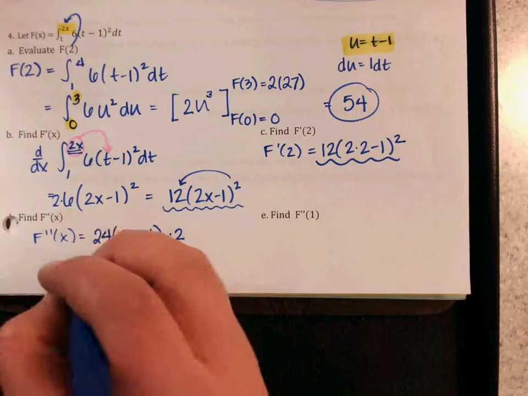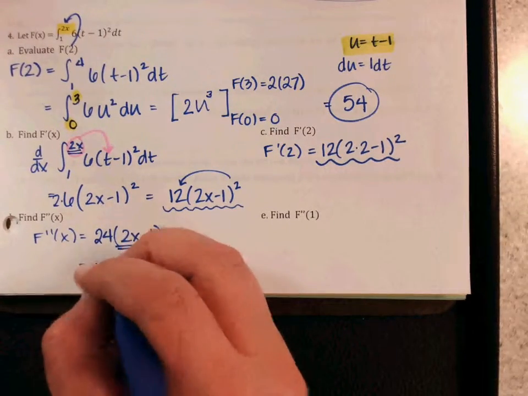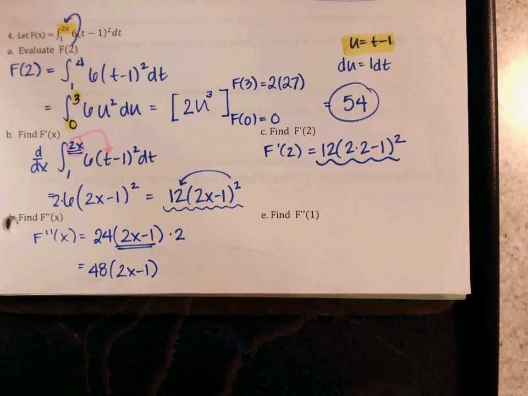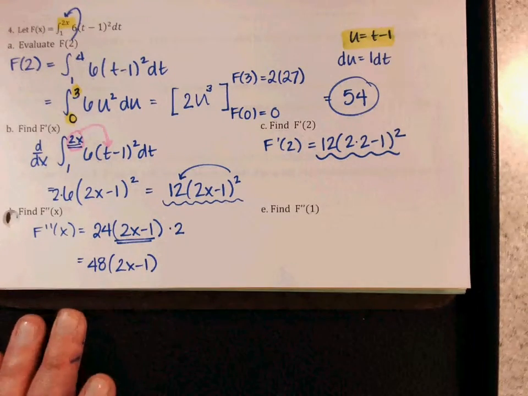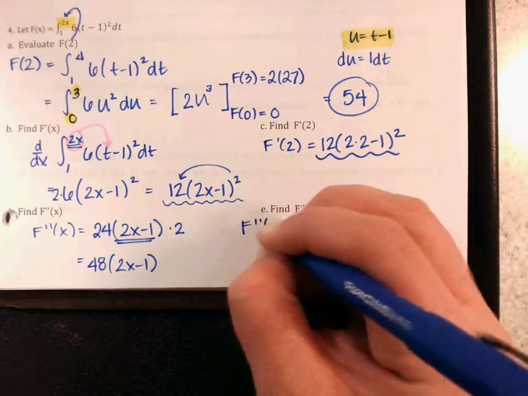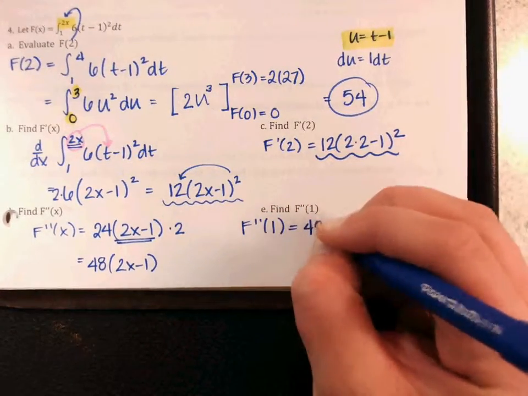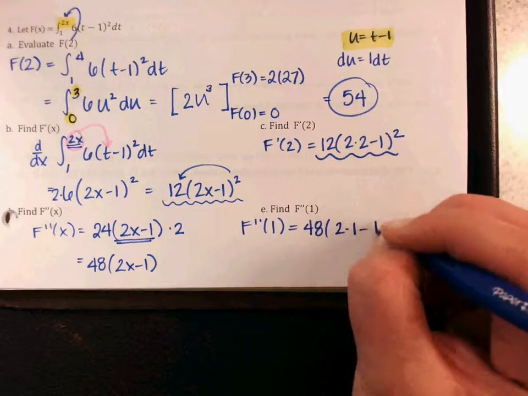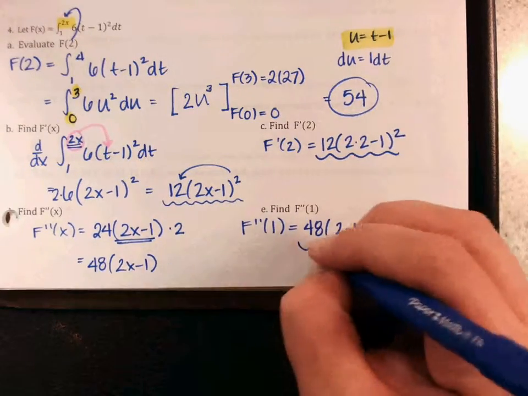Okay, so this is really a 48 times 2x minus 1. Got it? Okay, then if I want f double prime at 1, I would have 48 times 2 times 1 minus 1. Okay, and that's good enough.